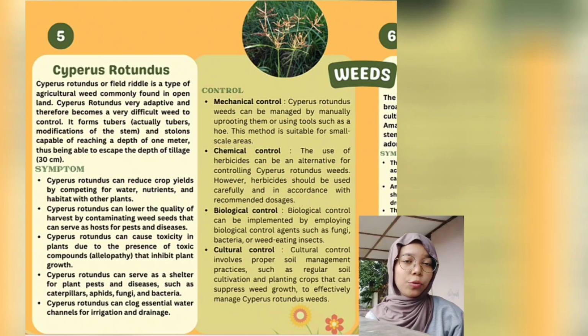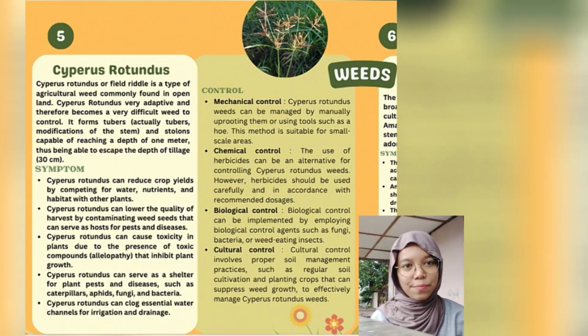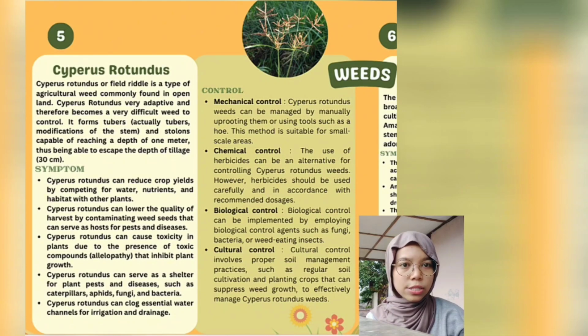And how to control Cyperus rotundus? Number one, mechanical control. Cyperus rotundus weeds can be managed by manually uprooting them or using tools such as a hoe. This method is suitable for small-scale areas. Number two, chemical control. The use of herbicides can be an alternative for controlling Cyperus rotundus weeds. However, herbicides should be used carefully and in accordance with recommended doses.